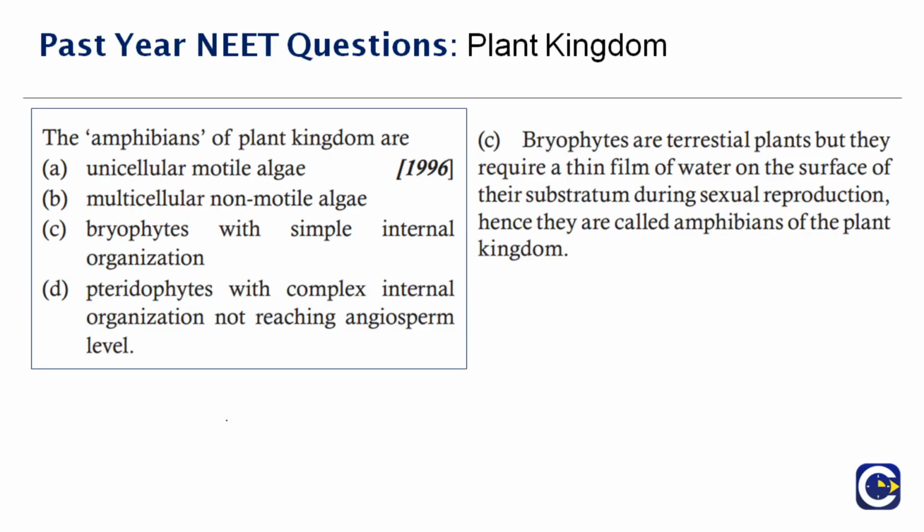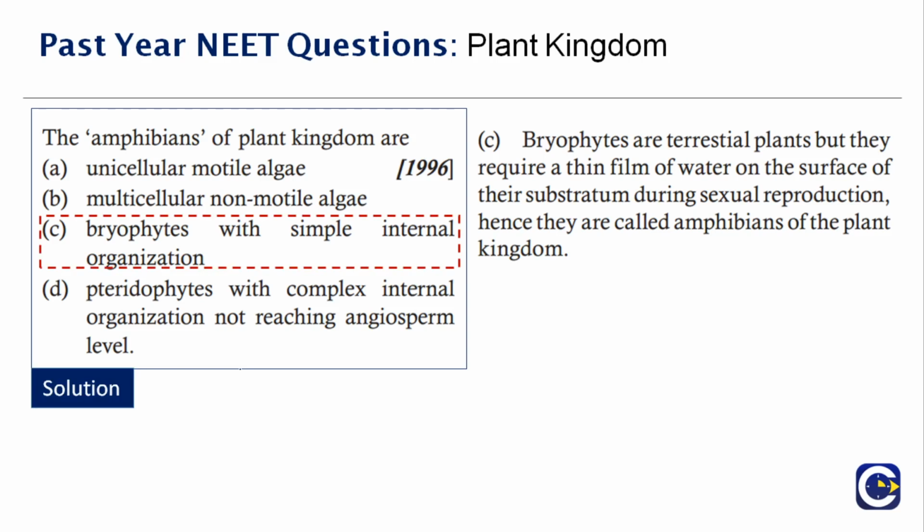Now let's move to the next question here. This question is very easy. We've already discussed a lot about it in the earlier chapters, where we talked about bryophytes also being called amphibians. I think by now you would have guessed the answer. Yes, the amphibians of the plant kingdom are dash. The correct answer to this question is option C.